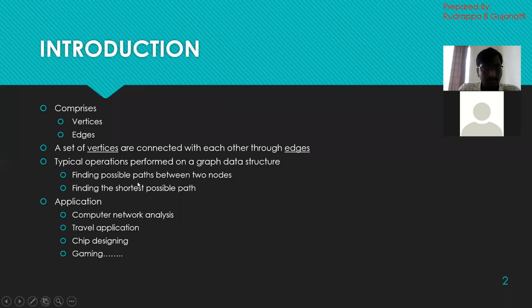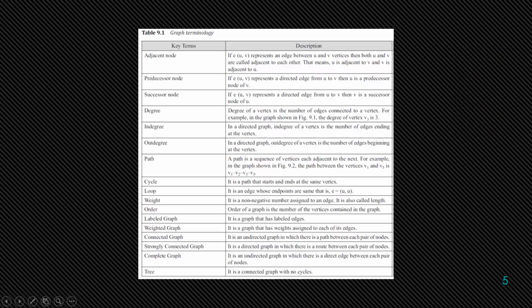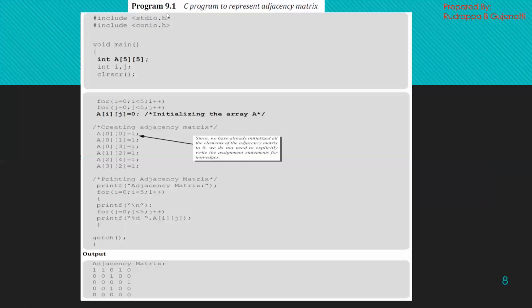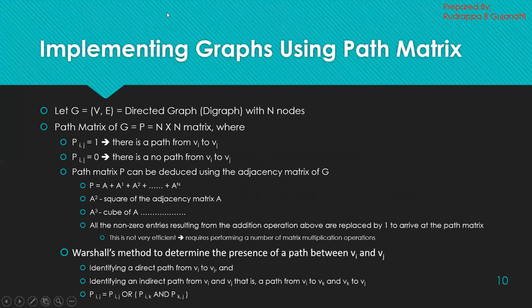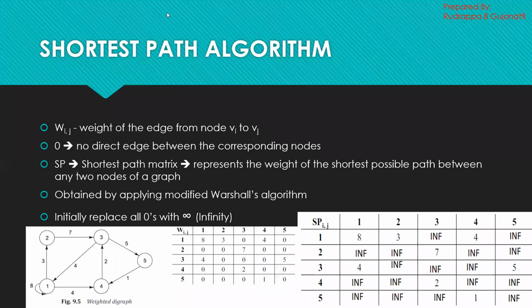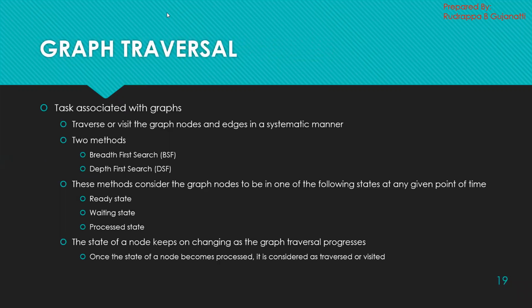In the previous session, we discussed the adjacency matrix, the path matrix and the adjacency list, and one of the applications associated with the usage of graphs, that is the shortest path algorithm. So this is what we discussed in the previous sessions. Now moving ahead, let us discuss one of the important aspects related to graphs, that is graph traversal.